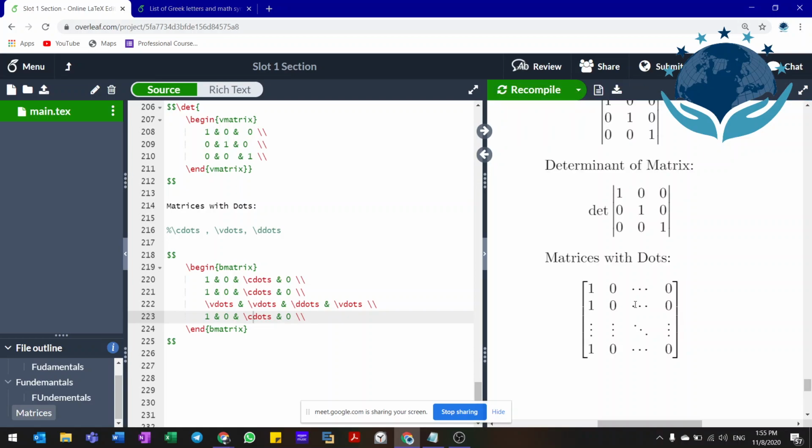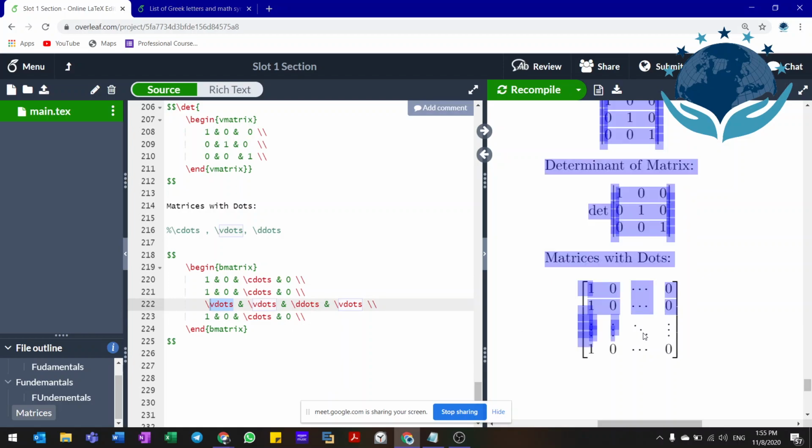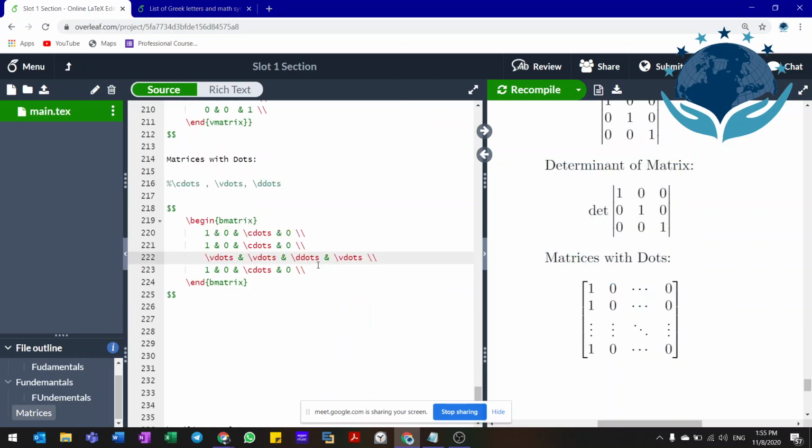You can see here this is represented using the c dots, the vertical dots have been represented using slash v dots, and this diagonal dot has been represented using the d dots. This is how a matrix with dots can be represented.